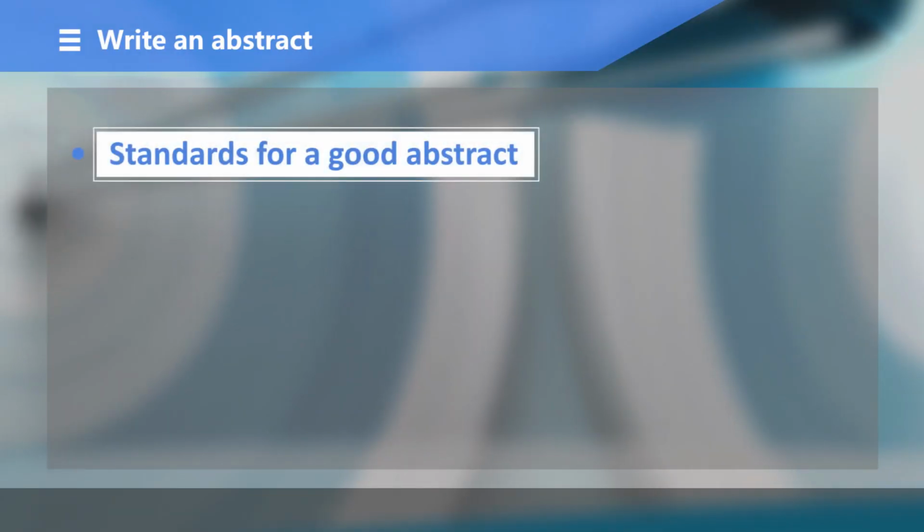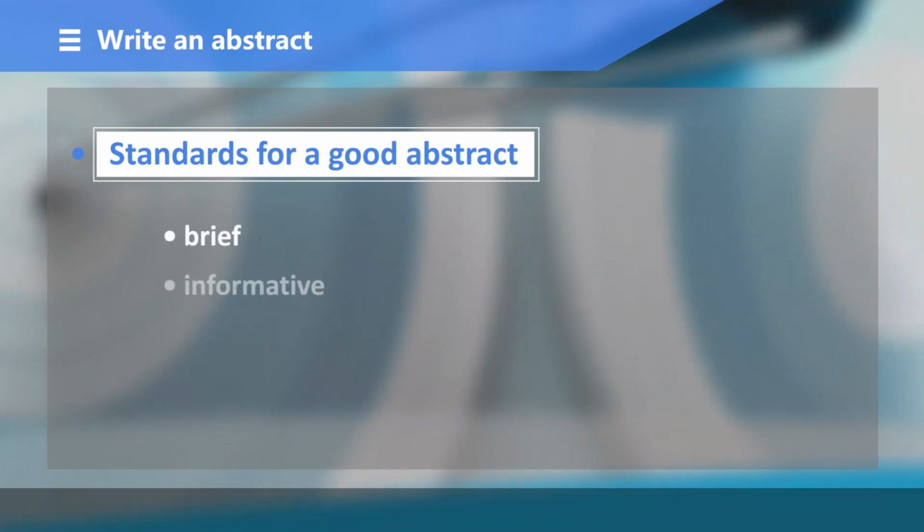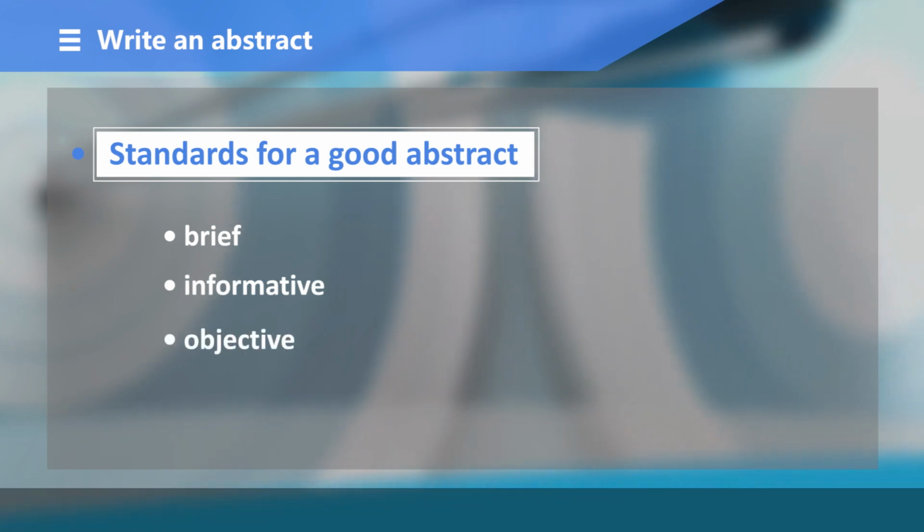Now we've known how to write a title, let's move on to the abstract writing. An abstract is an overview of a research paper. A well-written abstract must be brief, informative, and objective. Abstracts in various fields are written in a similar way. An abstract usually contains 5 elements.